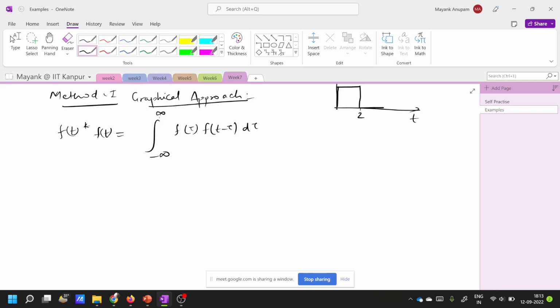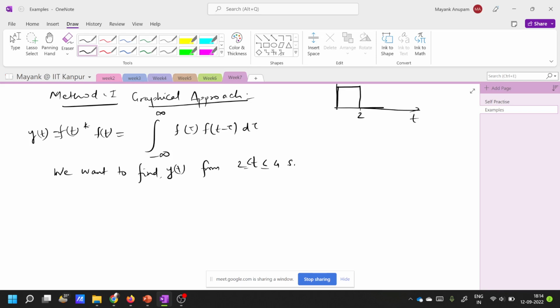Okay, yes. Now you are interested here in what? We want to find, let's say this is equal to y of t. So you want to find y of t for t between 2 to 4 seconds, right? Yes. So can you tell me what f of tau is? f of tau is the same as this, right?